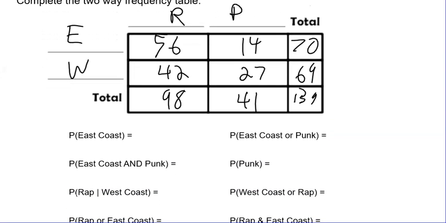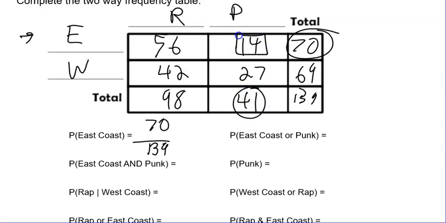Now, what's the probability of an East Coast person? Well, you find East Coast, go all the way over to the total, 70. That's 139. East Coast or punk? Well, East Coast, there's 70. Punk, there's 41. But remember, that 14 is included in both numbers. So you have to do 70 plus 41 minus 14. And that's 97 people out of 139.